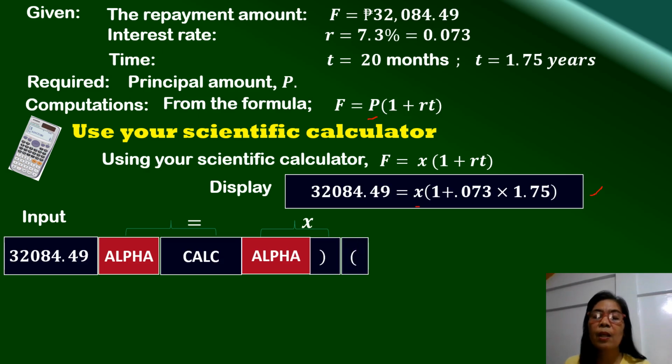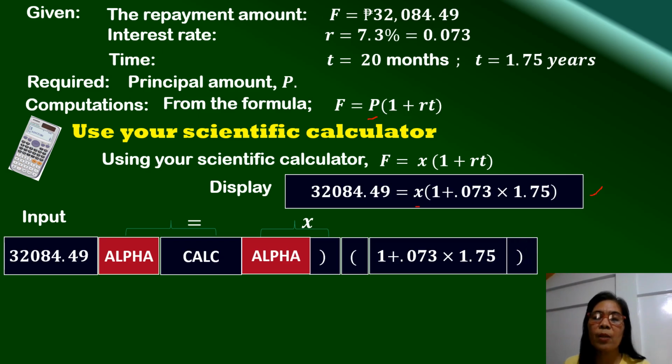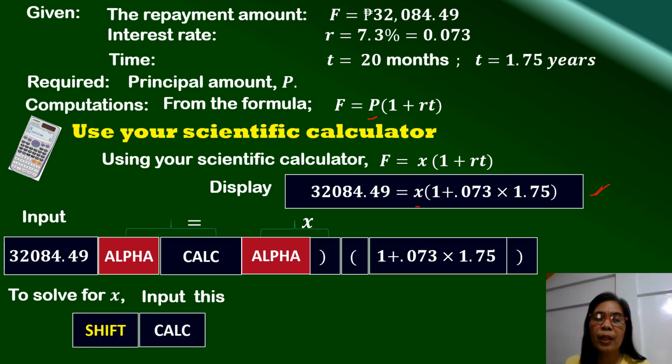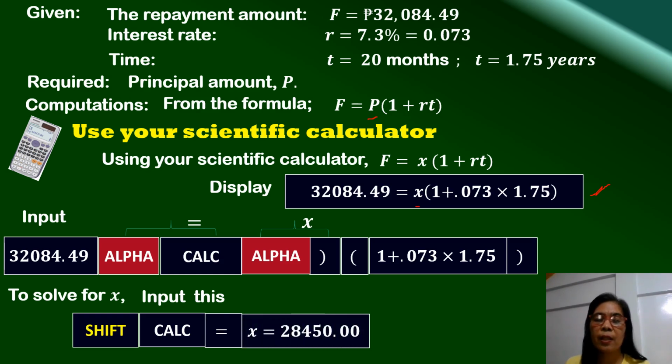And then we continue with inputting the other symbols. We have the open parenthesis, and then 1 plus 0.073 times 1.75, then close parenthesis. So to let your calculator solve this equation, you will notice that the command solve is a yellow function above the calculate. So to get that command, you press first shift and then the calculate. And then you press equal sign. So your calculator will display x is equal to 28,450 pesos. Okay, so I hope this will help you with some techniques on using your scientific calculator.